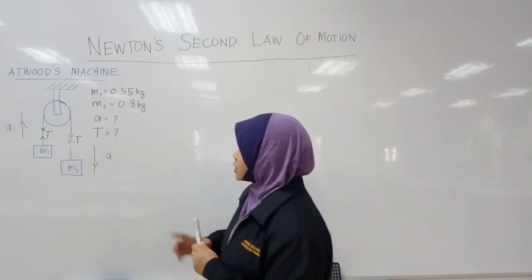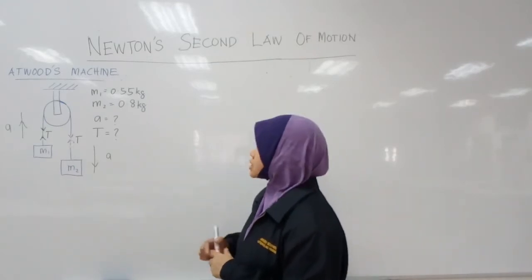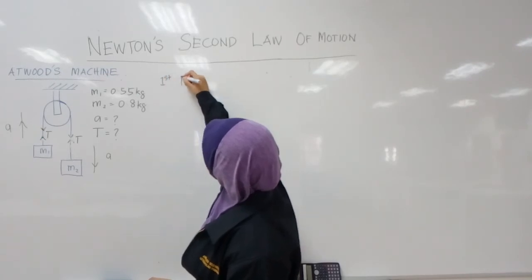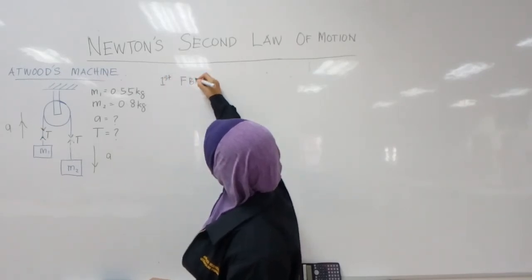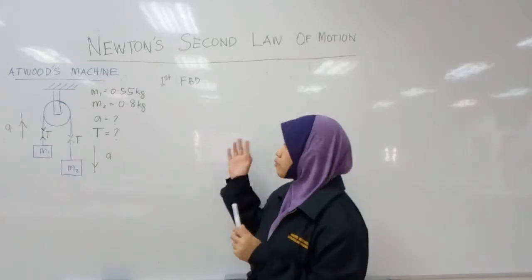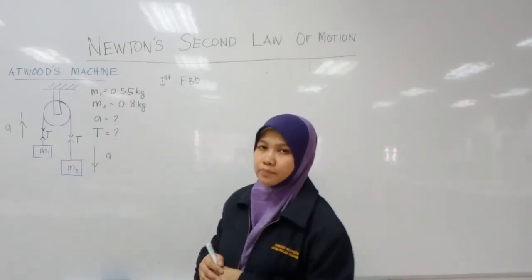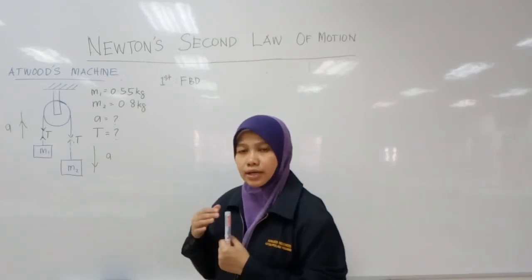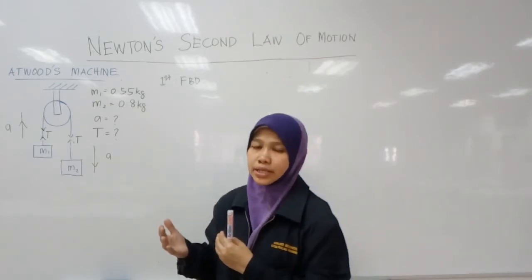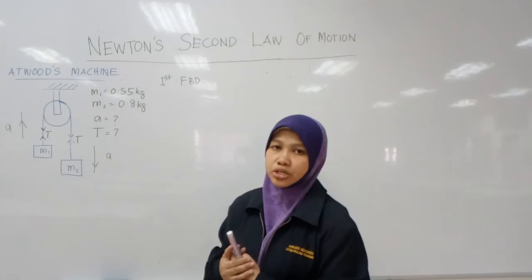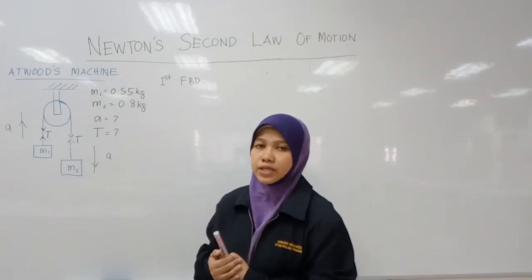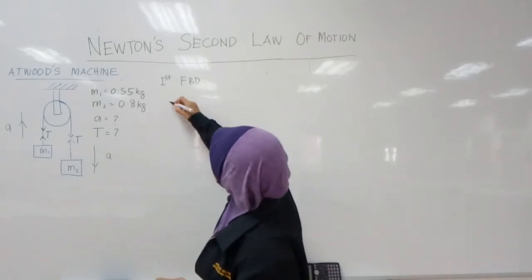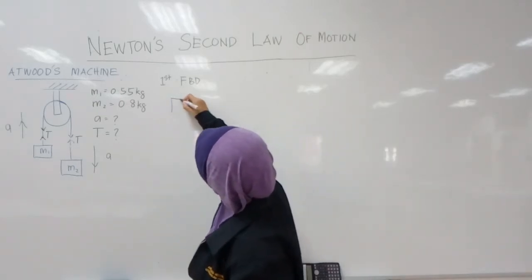The first thing you should do, as usual, is the FBD. The FBD is important for you to solve the problem. It makes it easier to recognize which forces are involved in the calculation. So now let us do the FBD for object 1. This is for M1 first.